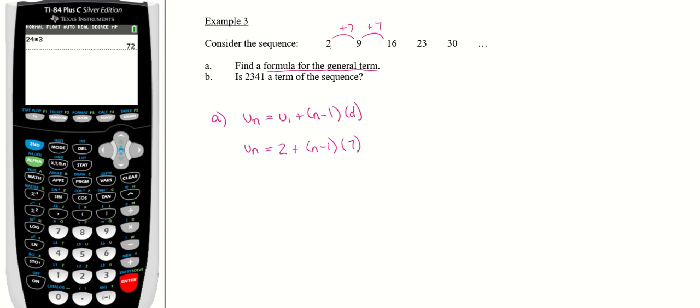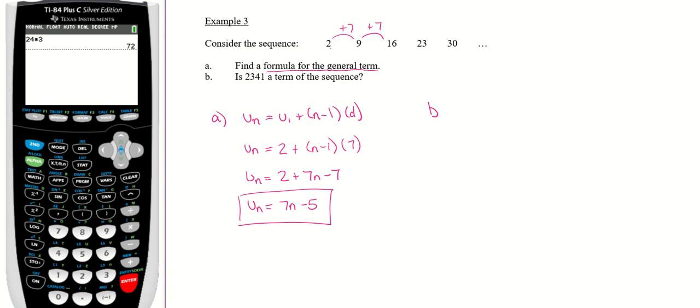So d is 7. So all I'm going to do here is simplify that equation by distributing the 7 through the brackets, and that simplifies down to 7n minus 5. So that's just a simplified version of the general term formula for this particular sequence. It only applies to this sequence because it only applies for a sequence where the first term is 2 and the common difference is 7.